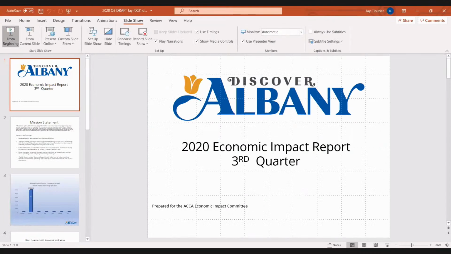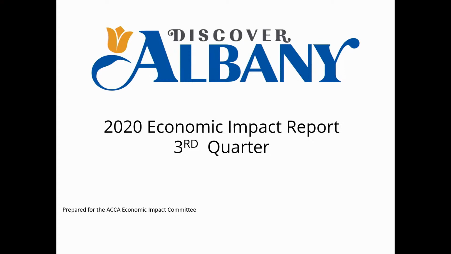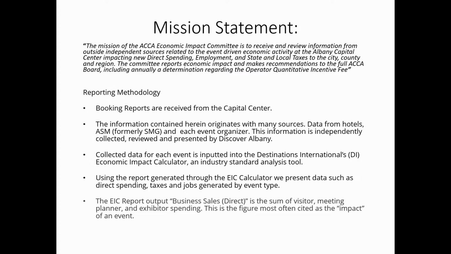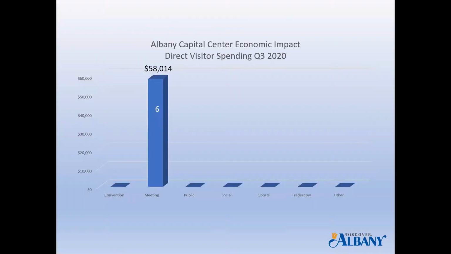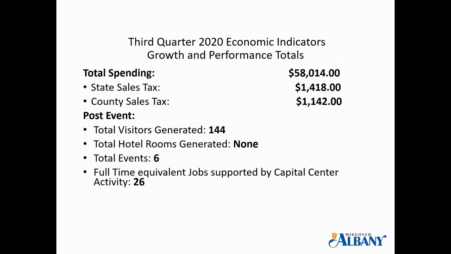Good morning, everyone. The mission statement and the reporting methodology have not changed for the economic impact analysis that we provide. There were 6 reported events at the Albany Capitol Center for the third quarter of 2020, generating roughly $58,000 in economic impact. For the third quarter, state sales tax and county sales tax were just over $2,500 combined. Total visitors generated: 144.